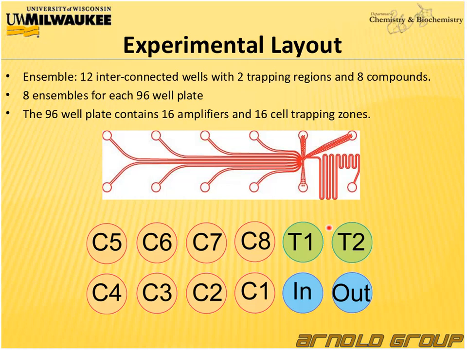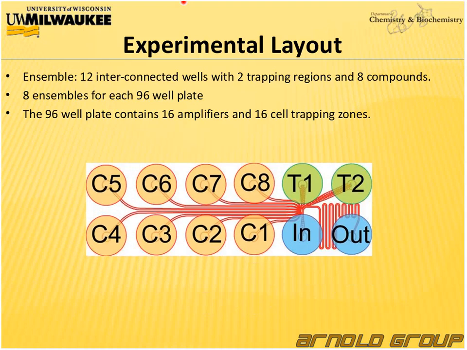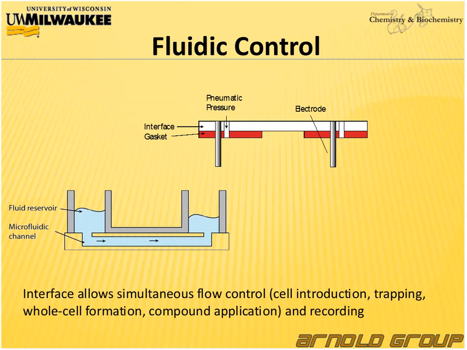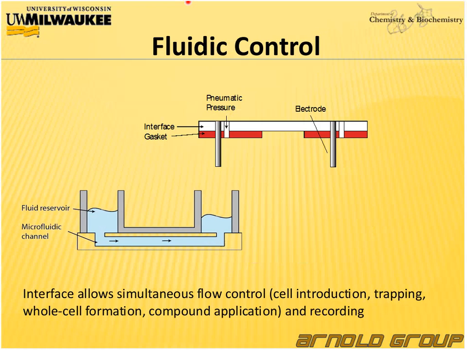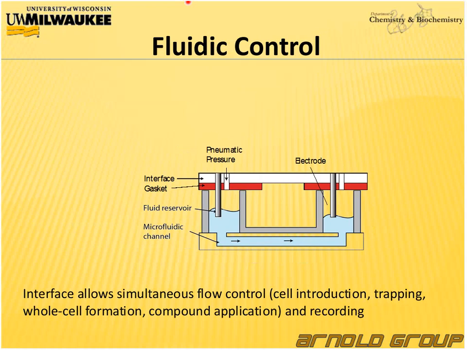Then we have 2 trapping zones where the cell is patched, and then an in and out in order to apply a new compound and flush the system. And these are overlying like this, so the microfluidic system is interconnecting the different wells. The fluidic control is based on pneumatic pressure. Once you insert the plate into the instrument, it will be sealed from the top, and when you apply pressure on the top of your liquid, it is pushed through the microfluidic system to the trapping zone.